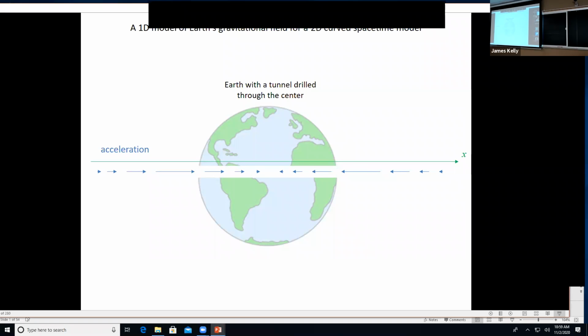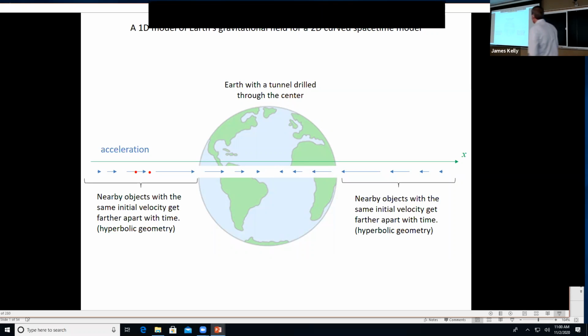Closer together or farther apart as time goes on? Closer together, because in this case, the one that's farther from the center has the bigger force, and so it's going to be speeding up faster to get closer to the other one. And so that sounds like an elliptic region. Okay, so nearby objects with the same initial velocity get farther apart with time outside the Earth.